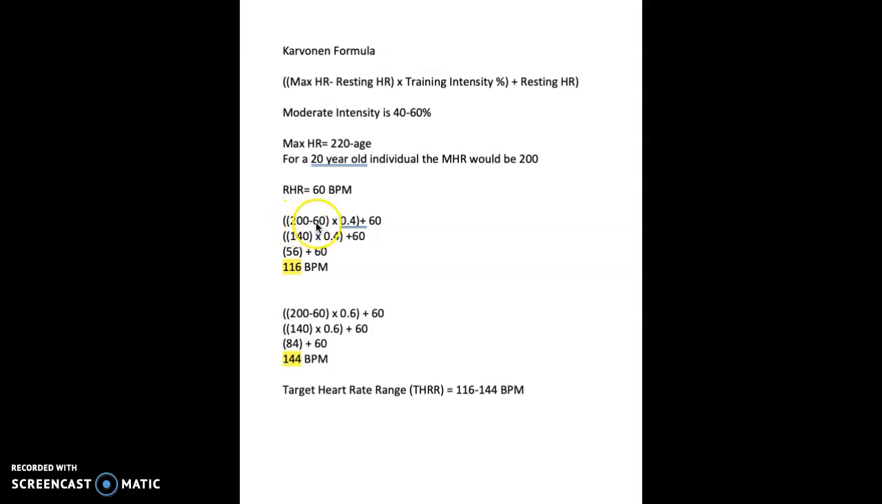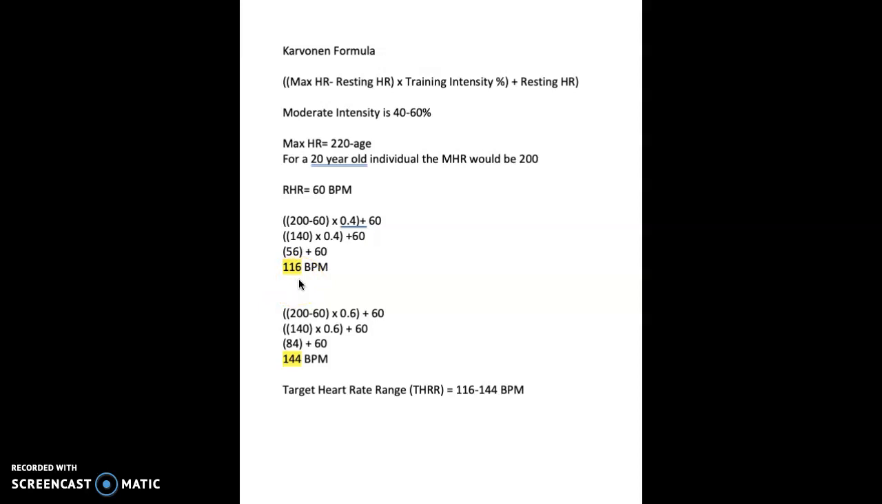So max heart rate minus resting heart rate times 0.4, so we're multiplying a percent, plus 60. You add back in that resting heart rate. Okay, so 200 minus 60 is 140. I'm just using my order of operations here, times 0.4 plus 60. 140 times 0.4 is 56. And we're going to add back in 60. And that gives us 116 beats per minute. So that is the low end of our range.